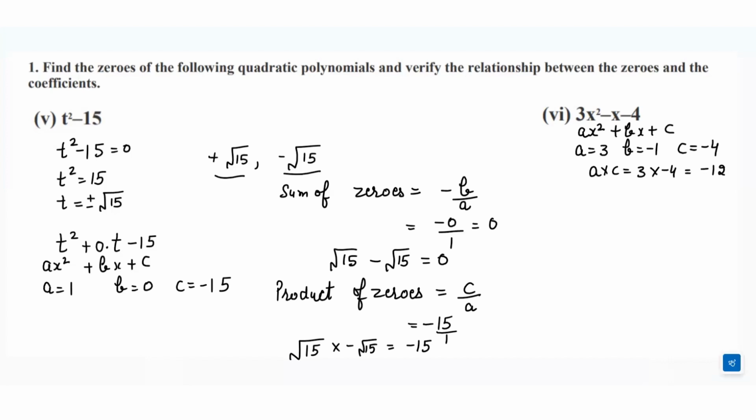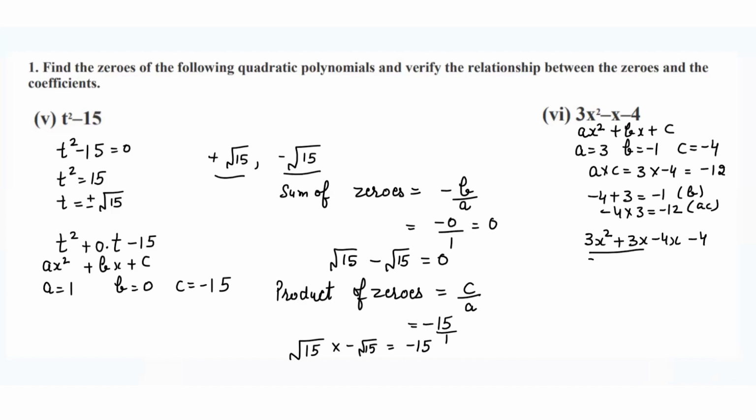If I take minus 4 plus 3, I get minus 1. When I multiply minus 4 with 3, I get minus 12, which is AC, and this one is B. So I will split the middle term. I will get 3x squared plus 3x minus 4x minus 4.